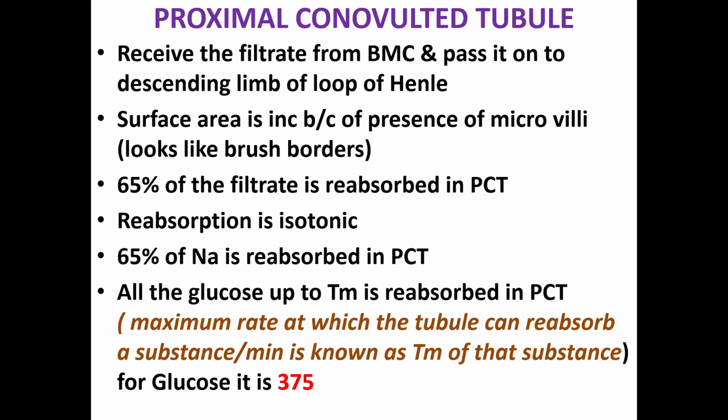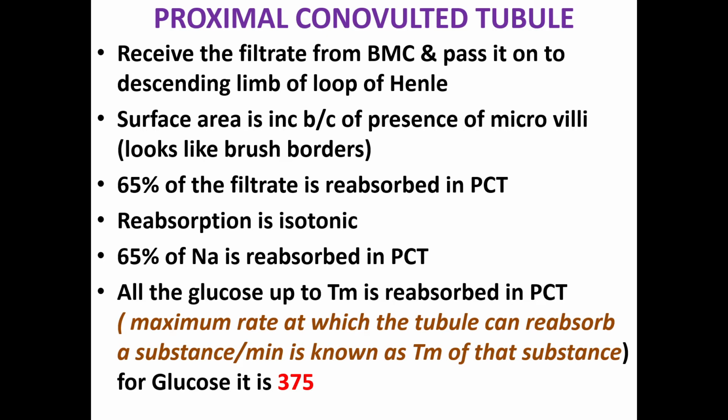Now the proximal convoluted tubule receives the filtrate from the Bowman capsule and passes it on to the descending limb of the loop of Henle. Surface is increased because of the presence of microvilli, which look like brush borders. Then very important few sentences. One of them is that 65% of the filtrate is reabsorbed in the proximal convoluted tubule. Then the reabsorption is isotonic. Then 65% of the sodium is reabsorbed in the PCT.